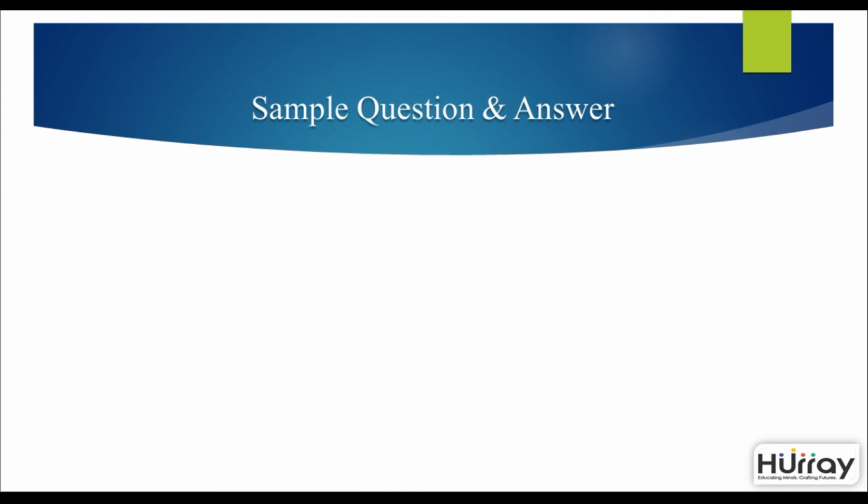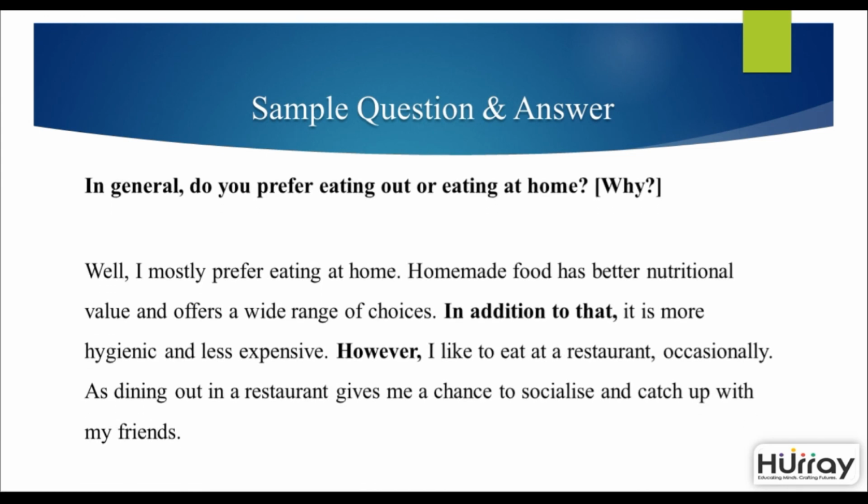Let's look at a sample question and answer. In general, do you prefer eating out or eating at home? Why? You could give an answer like this to get a good band score. Well, I mostly prefer eating at home. Homemade food has better nutritional value and offers a wide range of choices. In addition to that, it is more hygienic and less expensive. However, I like to eat at a restaurant occasionally, as dining out in a restaurant gives me a chance to socialize and catch up with my friends.